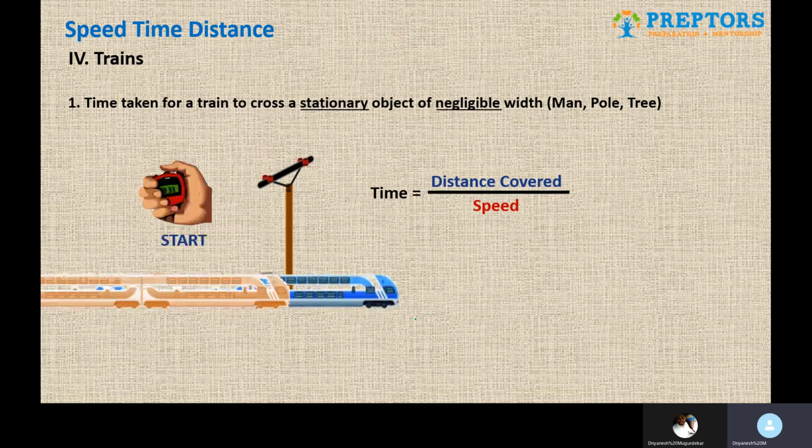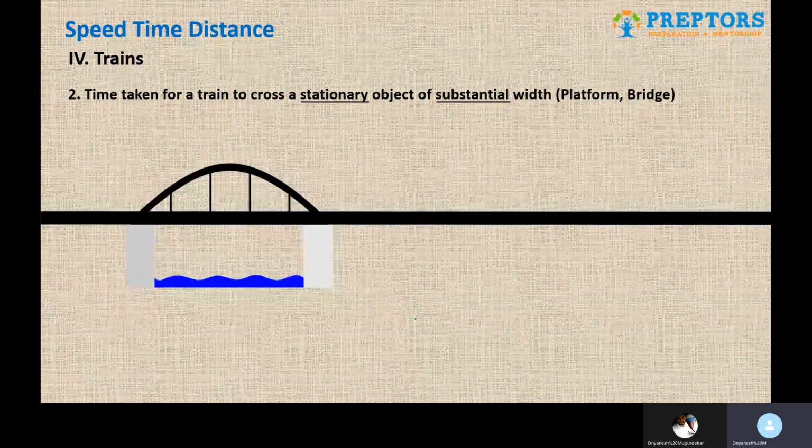The second scenario, slightly improved: time taken to cross a stationary object of a substantial width. Example, a train is crossing a platform or a bridge. In that particular case, first of all, the object is again stationary. Whatever the platform or bridge is, we cannot ignore its length anymore. It is there as usual. But the object is still stationary.